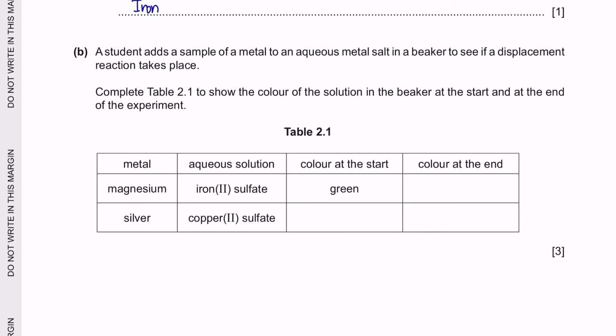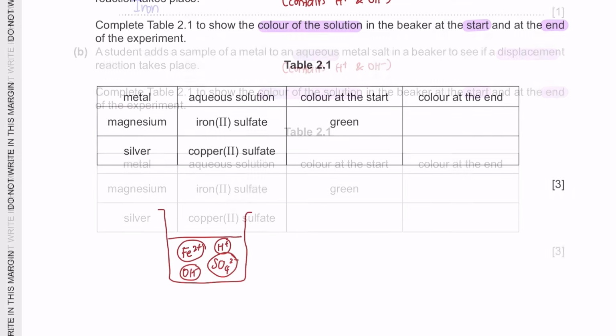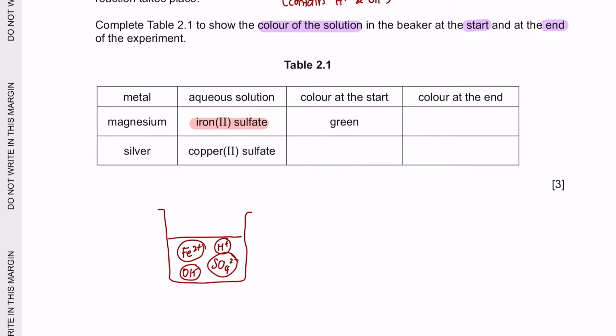Next, question B. A student adds a sample of a metal to an aqueous metal salt in a beaker to see if a displacement reaction takes place. Aqueous means it contains water, so it has H+ and OH- ions. Complete table 2.1 to show the color of the solution in the beaker at the start and at the end of the experiment. For the first example here, we have a solution of iron sulfate, meaning that it has Fe2+, SO4 2-, H+, and OH-.